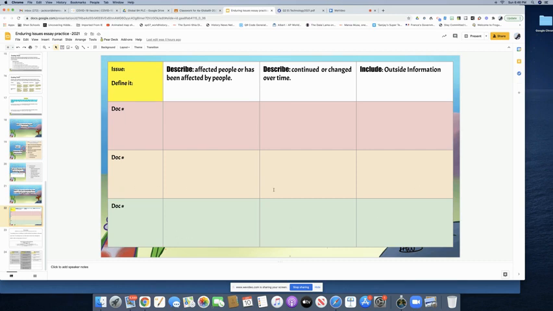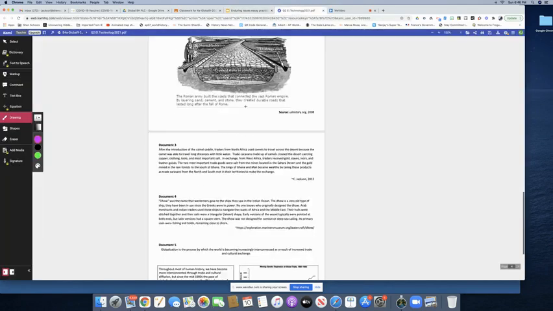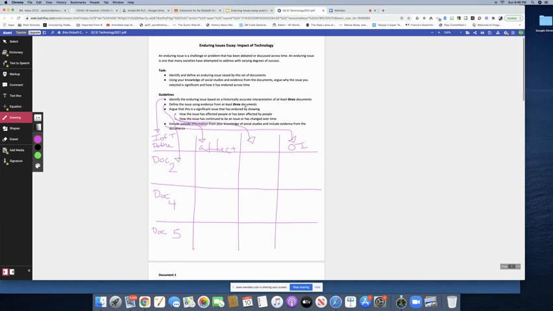Okay? So I will show you what it looks like in the document. If I were to create it, which is what I'd like you to do, I draw 1, 2, 3 lines down, and 1, 2, 3 lines across. I would write my issue up here, impact of technology, and I would define it. That's because the first bullet point tells me I have to do that.